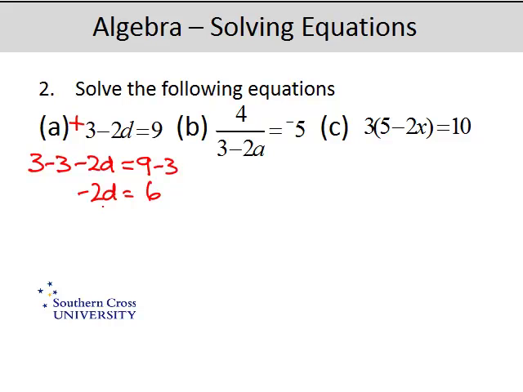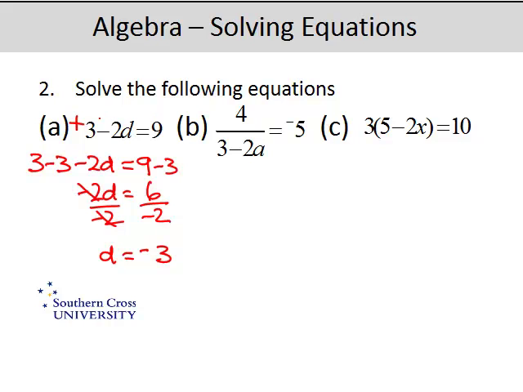Then what you can do is say, what's the opposite of timesing by negative 2? Well, it's dividing by negative 2. And what I do to one side, I do to the other. So that means that d equals 6 divided by 2 is 3. A positive divided by a negative is a negative. Now you can substitute and see if that works. Minus 2 times minus 3 is positive 6, plus 3 does give 9.